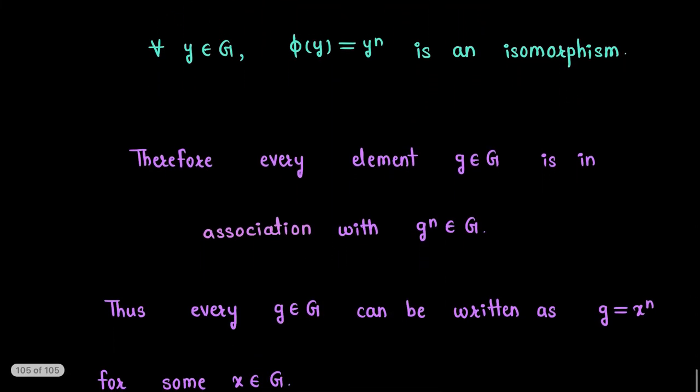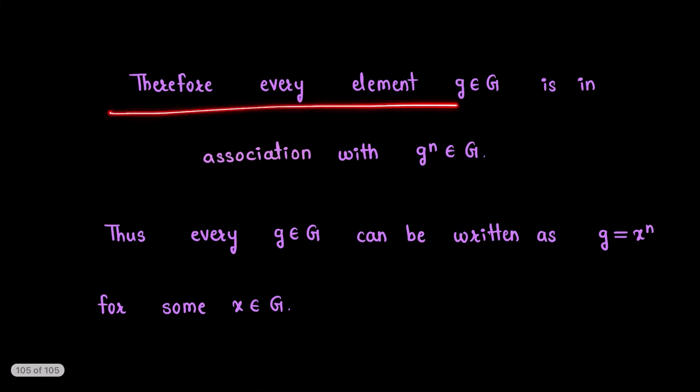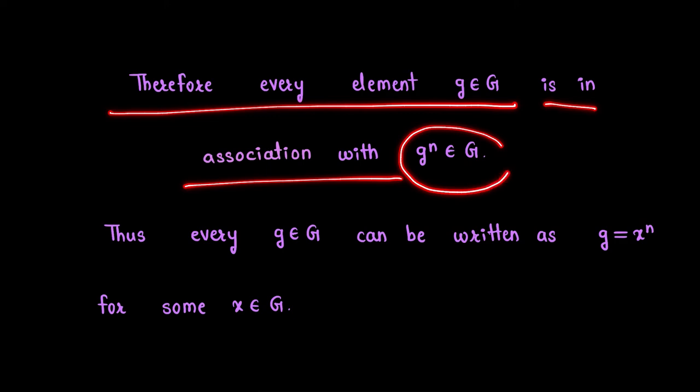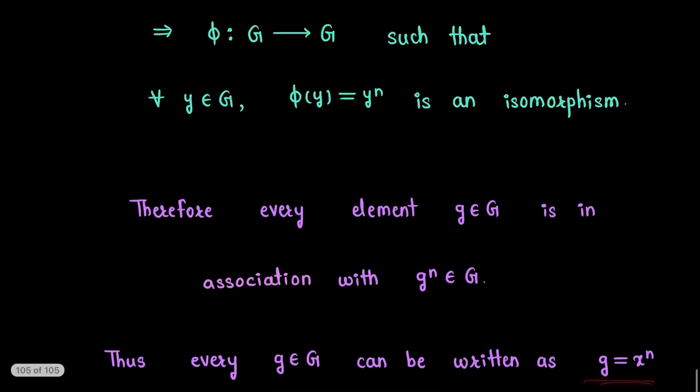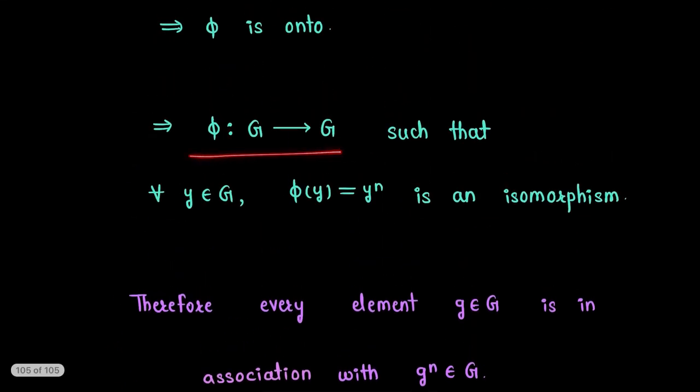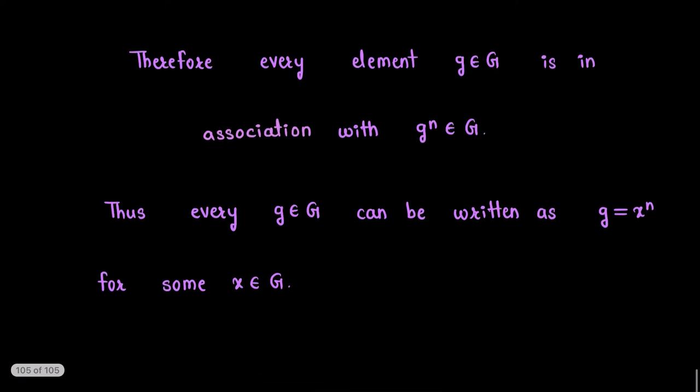Therefore, every element of group G is the image of some x to the power n in G, and thus for every element g in group G, g can be written as g equals x to the power n for some element x in group G. This happens because of the isomorphism phi, and therefore this proves our result.